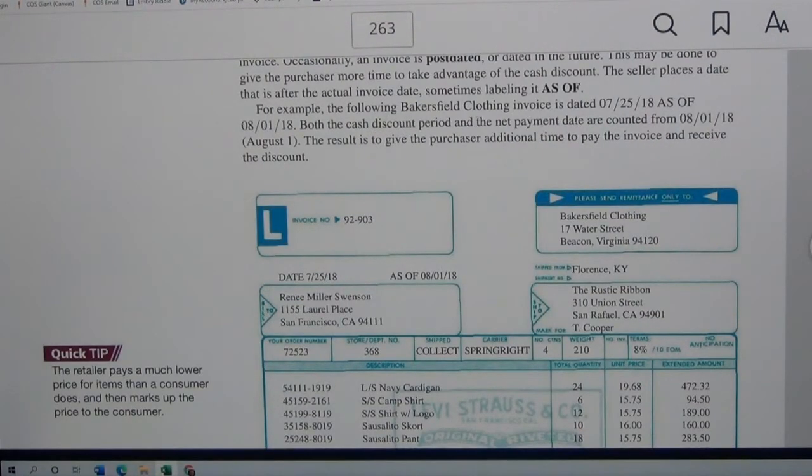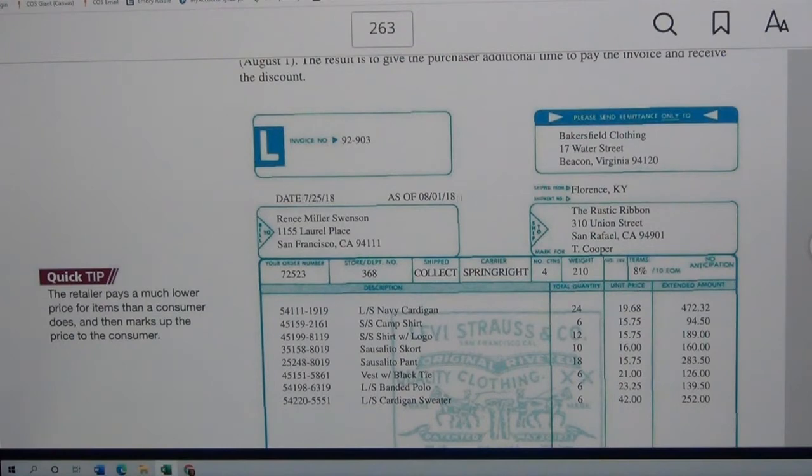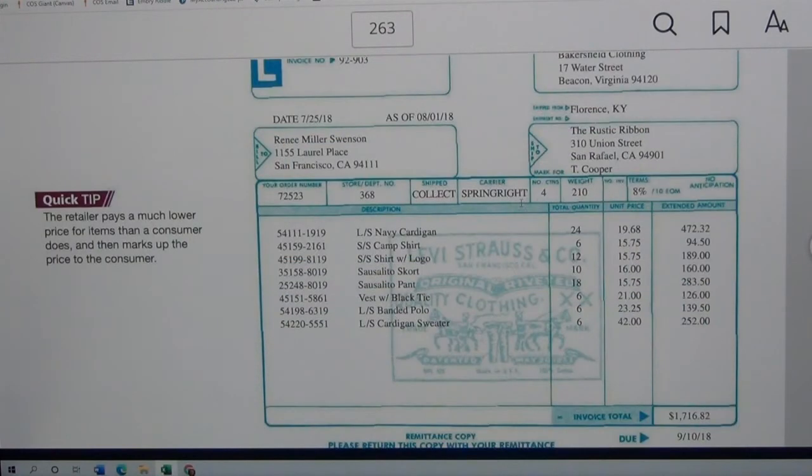So let's take an example of the following: Bakersfield clothing invoice is dated 7/25/18 as of 8/1/18. So in other words, we know there's 31 days in July, so they're going to give a good 6 days of travel time. They're going to say, okay, the 6 days, we'll just call that travel time, but starting August 1st, that's what the invoice date is, and that's when you can begin the discount period. So when you see the term as of 8/1, not as if, it's as of. As of means that's the date that you're actually going to be using. So we'll take a look at this invoice here, dated 25 as of 8/1. So from here on out, we're good to go.